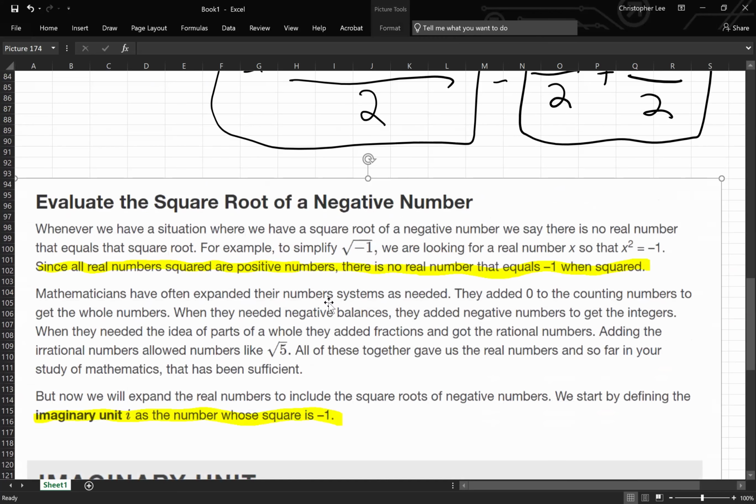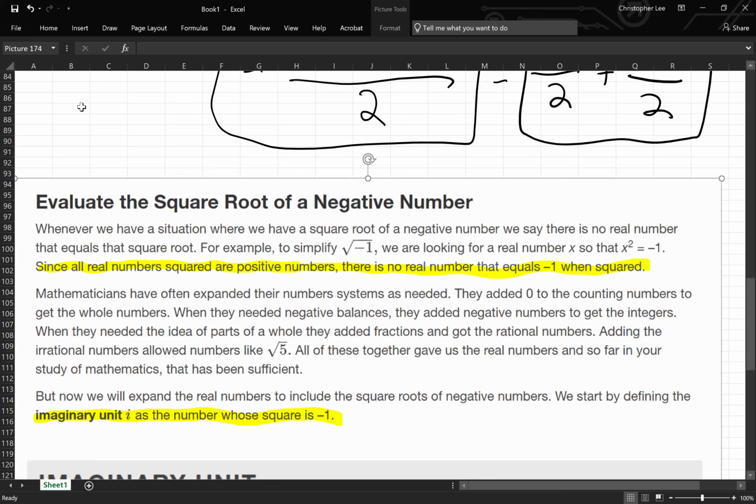All right, so what we're going to be talking about is we want to evaluate the square roots of a negative number. Whenever we have a situation where we have a square root of a negative number, we say that there is no real number that equals that square root. For example, to simplify the square root of -1, we are looking for a real number x so that x squared is equal to -1, right? Since all real numbers squared are positive numbers, there is no real number that equals -1 when squared.